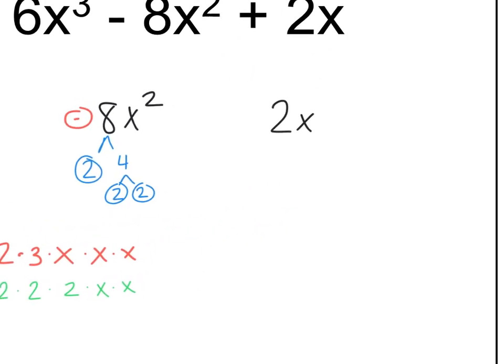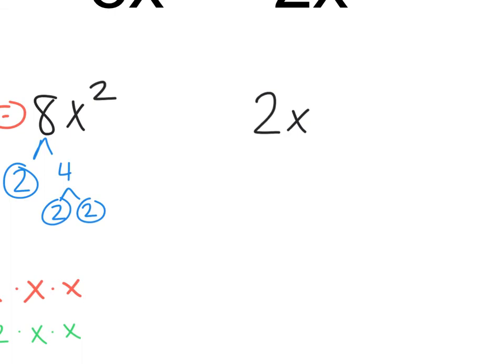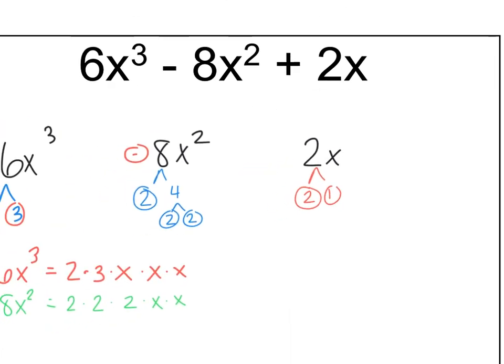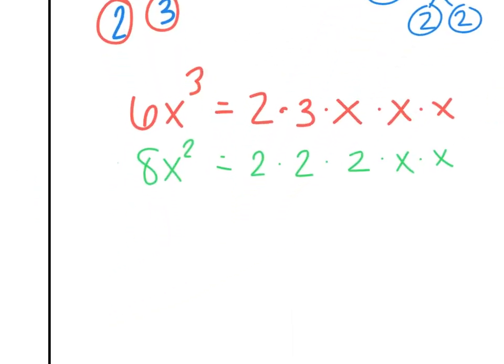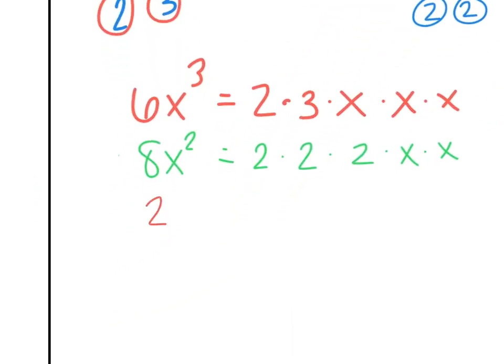Now I just have a 2x, and I ask myself, can I break apart a 2? No, it's just 2 and 1. You don't have to do that part. Just know that it's 2 times 1. And now I'm going to write 2x as 2 times 1 times x.